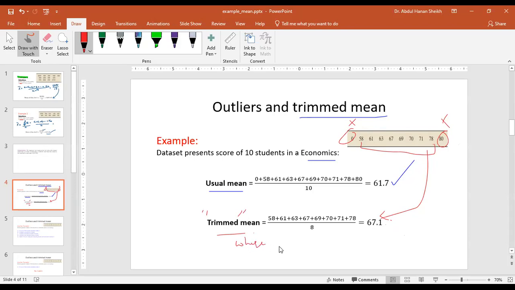So trimmed is you trim the outliers, where we trim outliers, and outliers are extreme values, the first and last number. Minimum and maximum both are the extreme values.